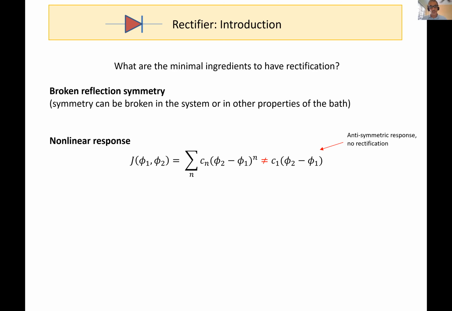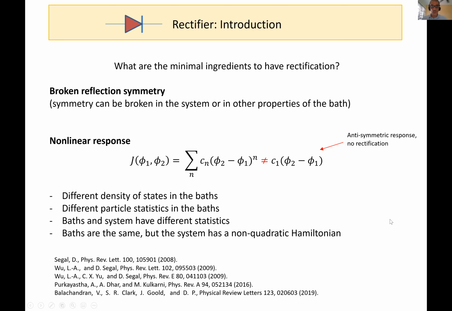The other thing that you need is a nonlinear response. So with a nonlinear response, you have a current J which depends on two parameters in the baths, let's say, for example, temperature or chemical potentials. And let's say you can write this as a Taylor series. You would like to have some terms, C_n with n even, that contribute to the current, because if you only have the odd ones, or for example only the first one, then the expression is obviously antisymmetric and you have no rectification. Okay, so how to get these things?